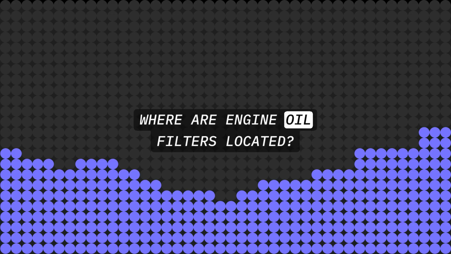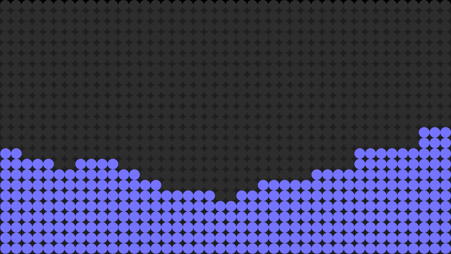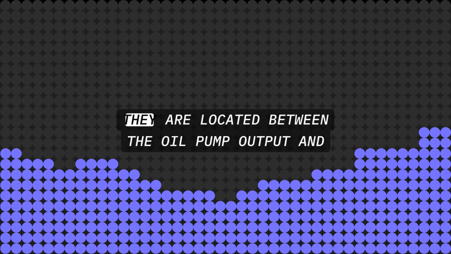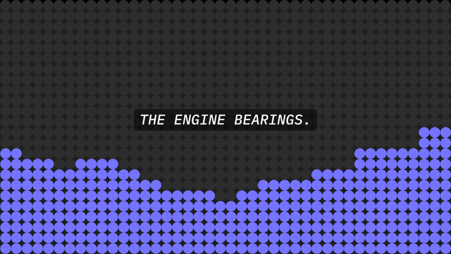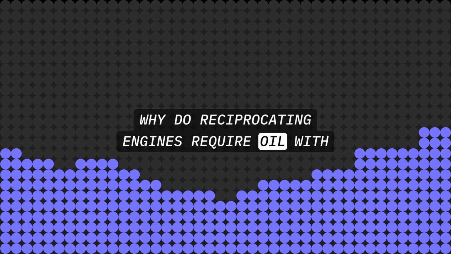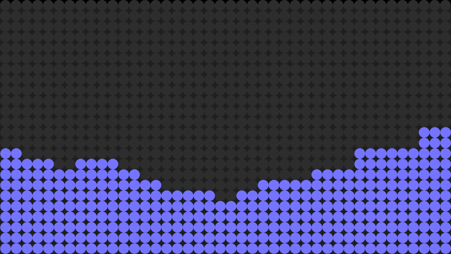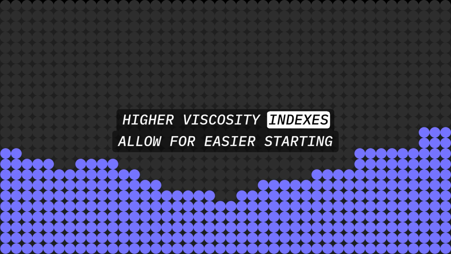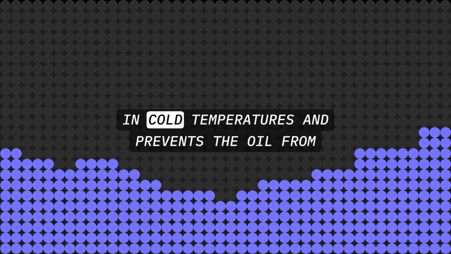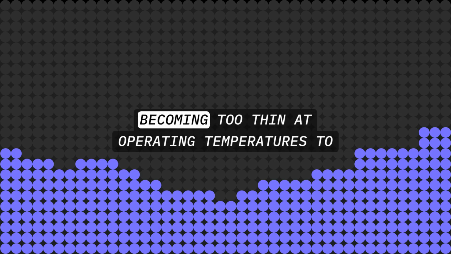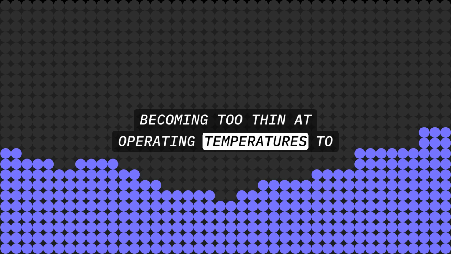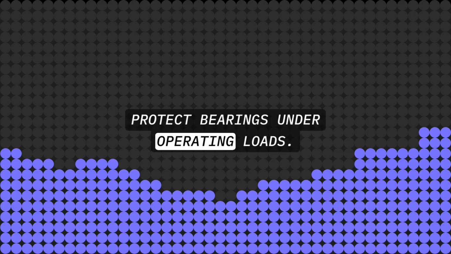Where are engine oil filters located? They are located between the oil pump output and the engine bearings. Why do reciprocating engines require oil with a high viscosity index? Higher viscosity indexes allow for easier starting in cold temperatures and prevents the oil from becoming too thin at operating temperatures to protect bearings under operating loads.